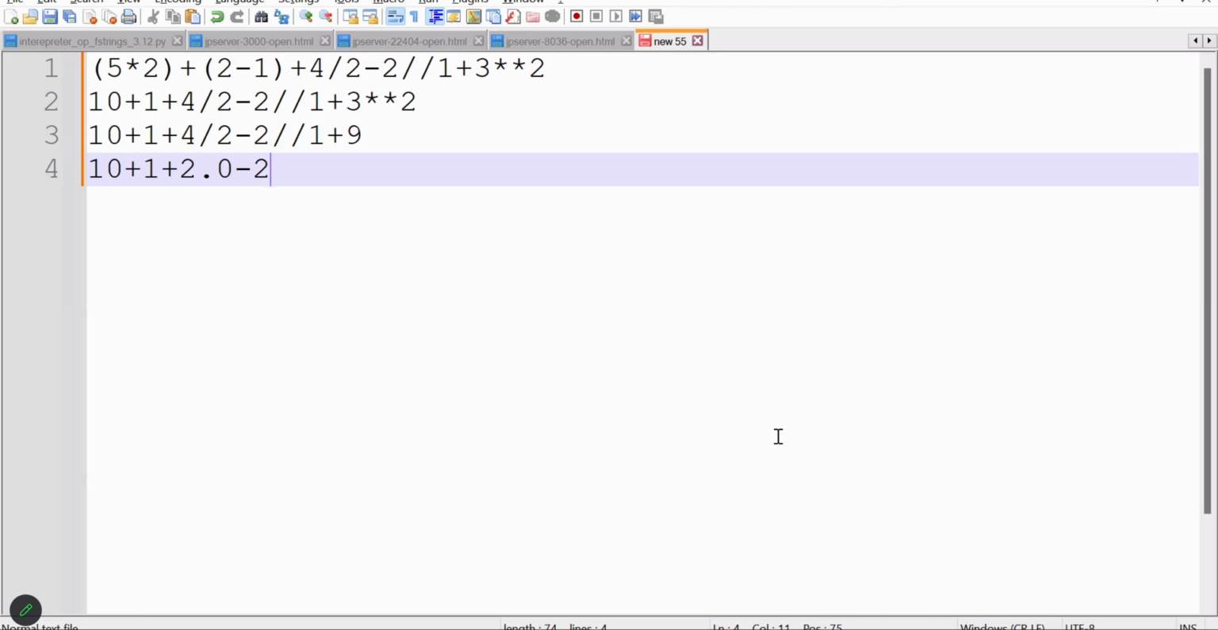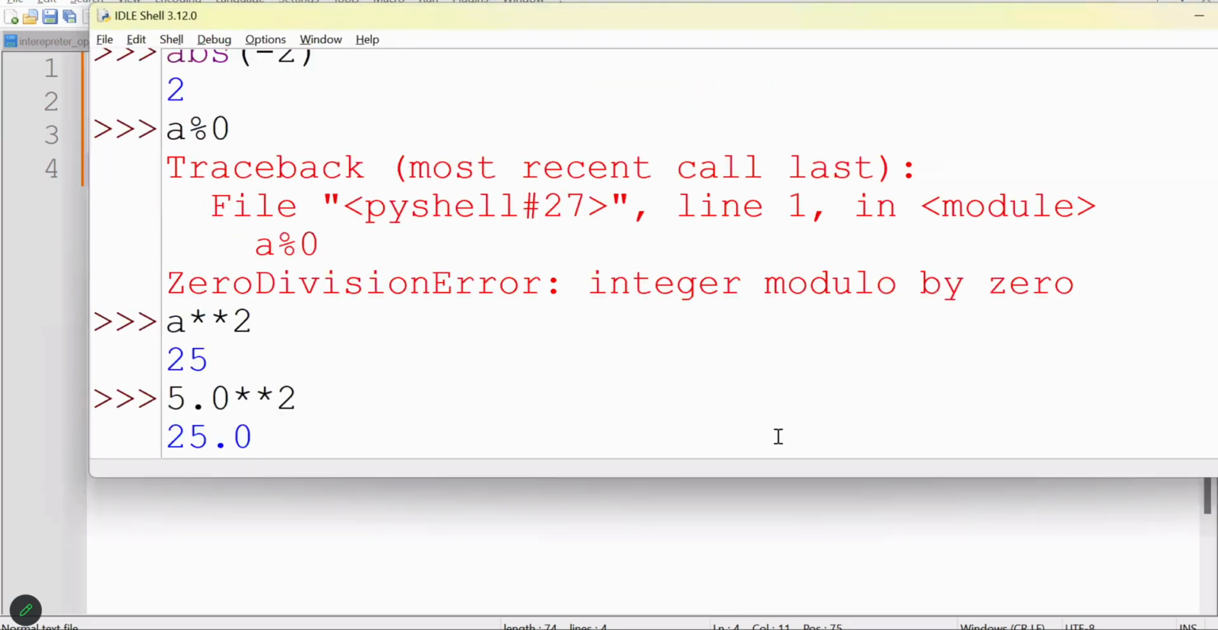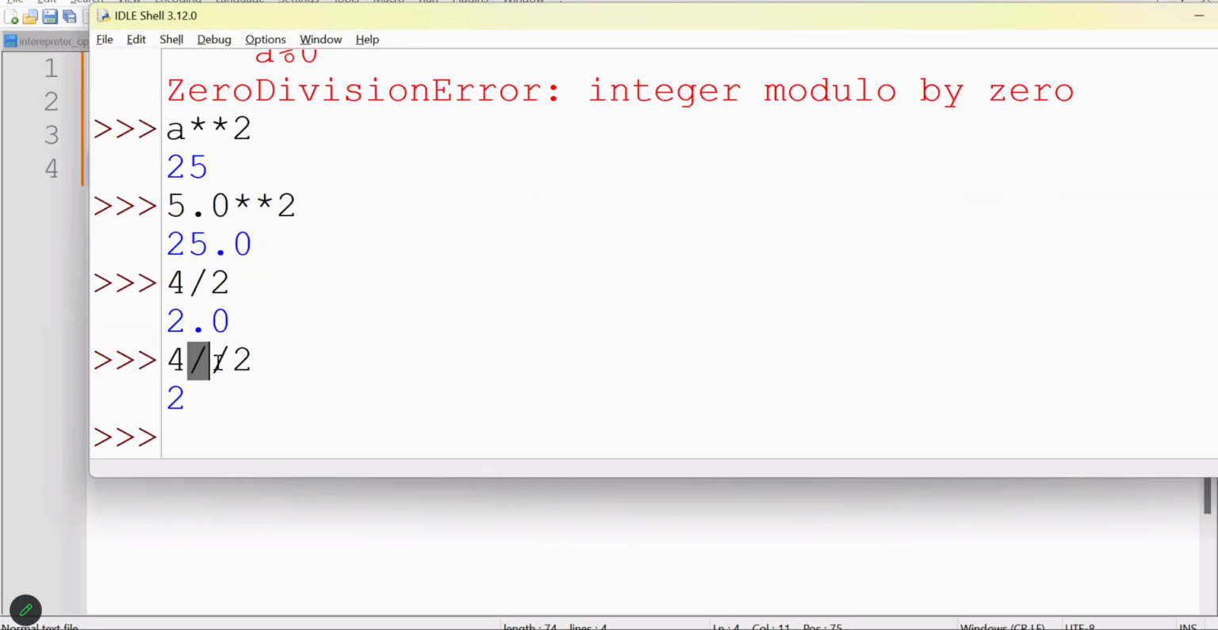Double slash is also division. That's what we have just seen. Floor division. But what is the advantage with floor division? If both are integers, it will give an integer, like you expect. If one of them is a float, then only it will give a float. But anyhow, that float value will be incorrect.